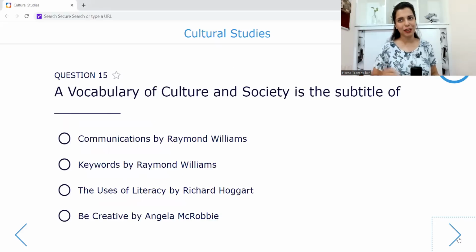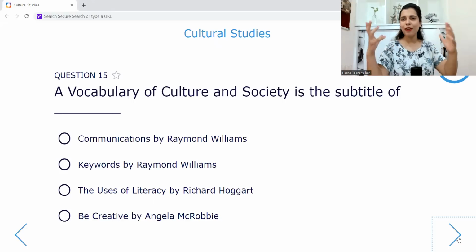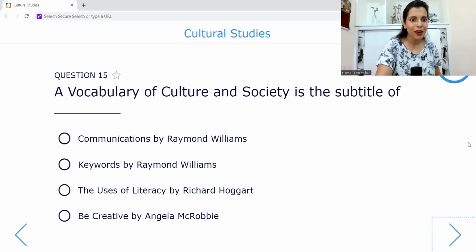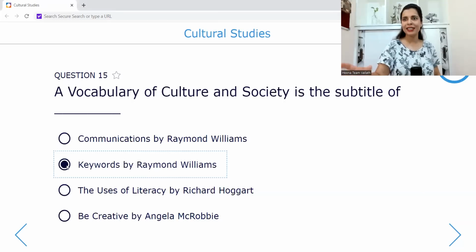This takes us to question number 15. A Vocabulary of Culture and Society is the subtitle of A, Communications by Raymond Williams, B, Keywords by Raymond Williams, C, The Uses of Literacy by Richard Hoggart, or D, Be Creative by Angela McRobbie. What is it? A Vocabulary of Culture and Society. Vocabulary connects with keywords. So Keywords, A Vocabulary of Culture and Society, is by Raymond Williams, published in the year 1976.